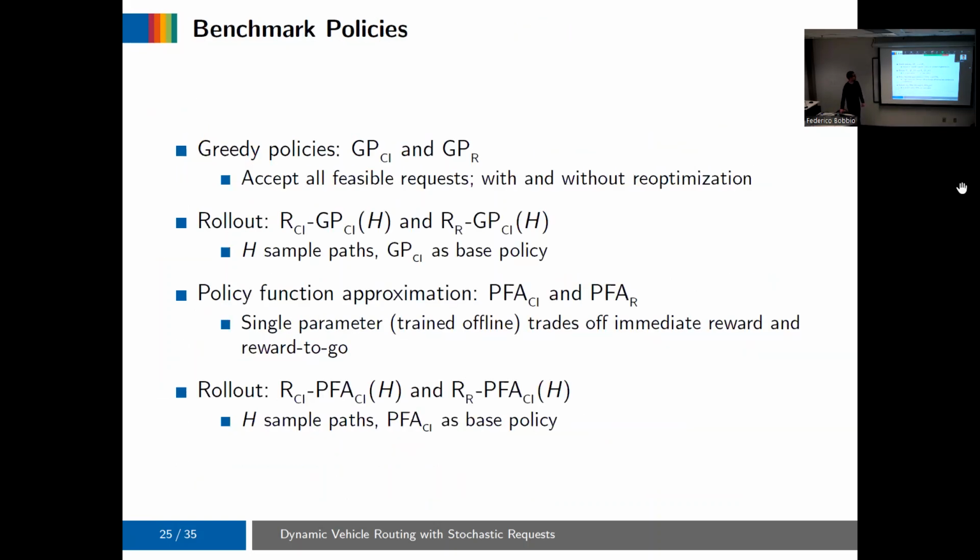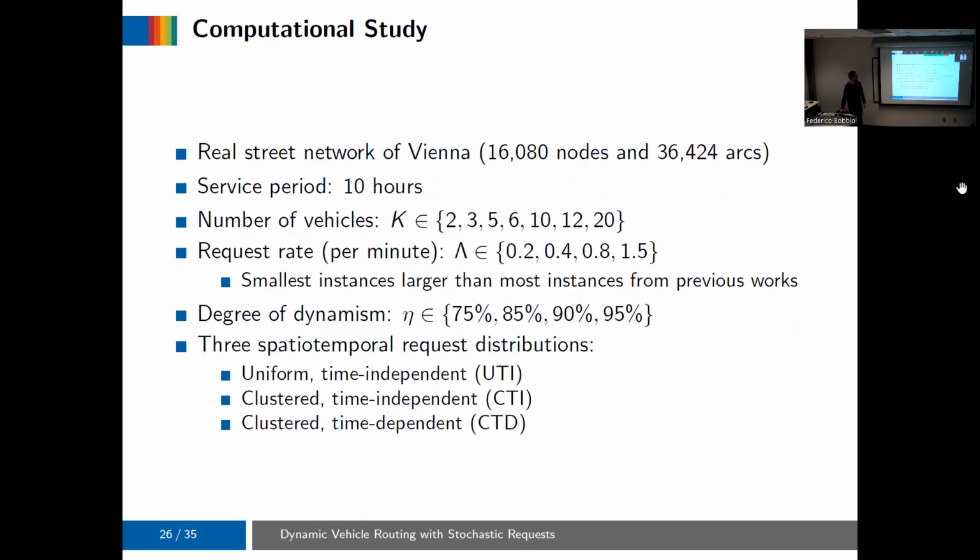All right, so let's take a look at some results. We compared against some greedy policies, which accept all feasible requests. Then we do rollout on the greedy policies. We do some policy function approximation, PFA, where we have a single parameter that we learn offline, which trades off the immediate reward and the reward to go. And also a rollout version of PFA. By the way, PFA and rollout are two of the most used policies in dynamic vehicle routing. So we defined this set of benchmarks to see how we were performing.